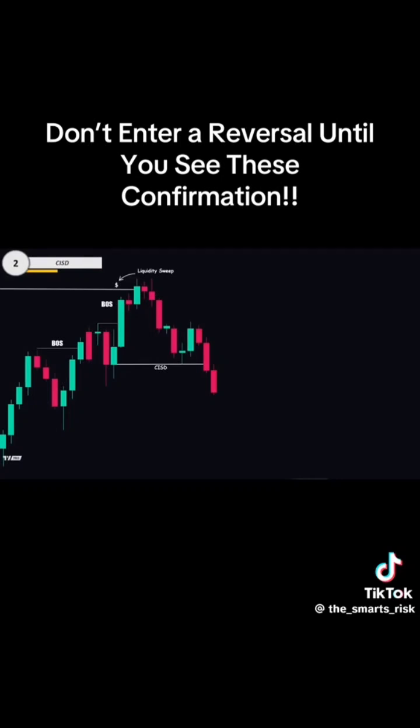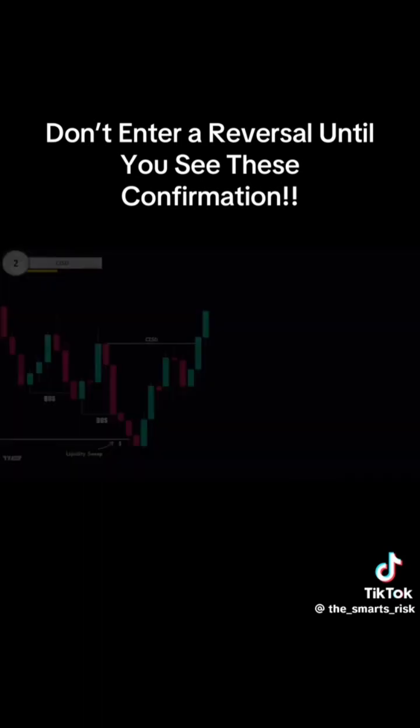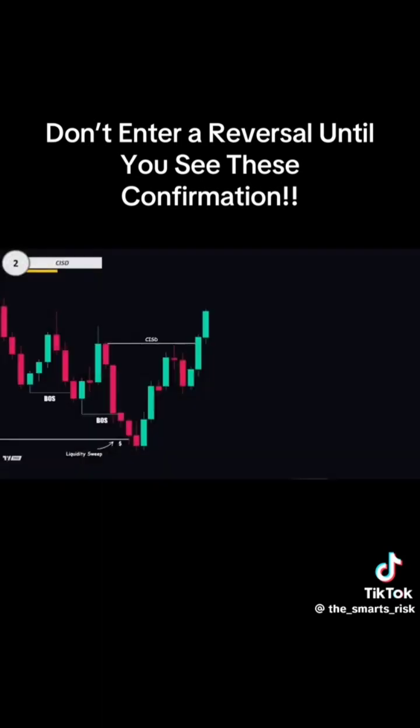In a bullish scenario, a change in the state of delivery happens when price closes below the body of the first candle in the series of bullish candles that led into the liquidity sweep or higher time frame point of interest mitigation. Similarly, in a bearish scenario, CISD happens when price closes above the origin of the series of bearish candles that led into the liquidity sweep, or higher timeframe key area mitigation.